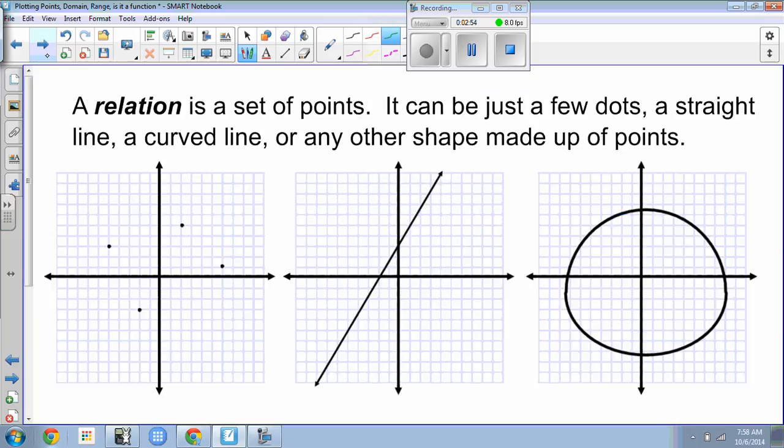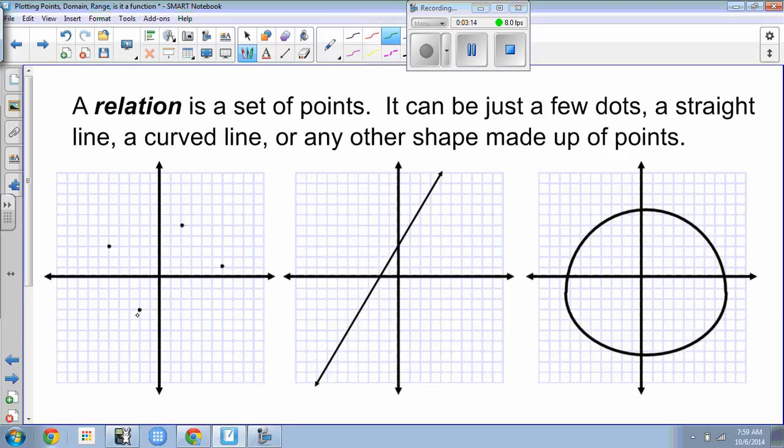Let's move on to the next page. Next thing we're going to talk about is a relation. It's a set of points. It might be just a few dots. It might be a straight line like this one. Might be a curved line. Or it could be any other shape. This is kind of a weird, sort of circular-ish looking oval. Each of these is a relation.